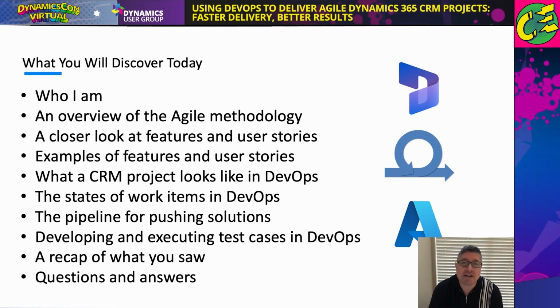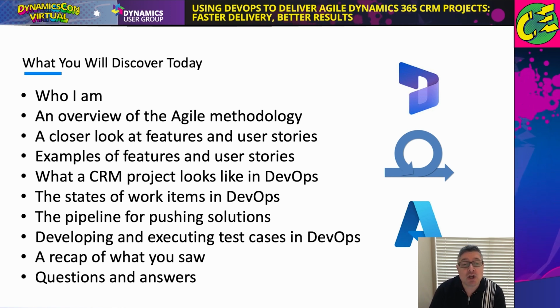We'll then take a look at what a CRM project actually looks like in Azure DevOps. We'll look at the states of work items in DevOps, the states of features, user stories, tasks, bugs. We'll look at how we use pipelines to push our solutions between environments, like from dev to QA to staging to production. It's no longer the days where you need to go in and export your solution to a zip file, import it in the new environment, and publish it. We can automate that process.